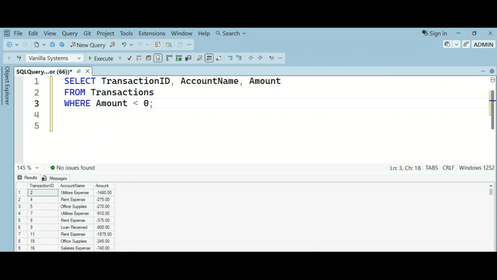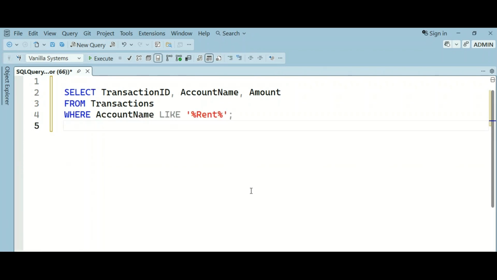This query filters transactions where the amount is negative. In accounting, negative values often represent expenses, payments, or outflows. In Excel, this is like applying a filter for values less than 0. SQL makes it easy to quickly identify all outgoing transactions, which is useful for cash flow analysis or expense reviews.